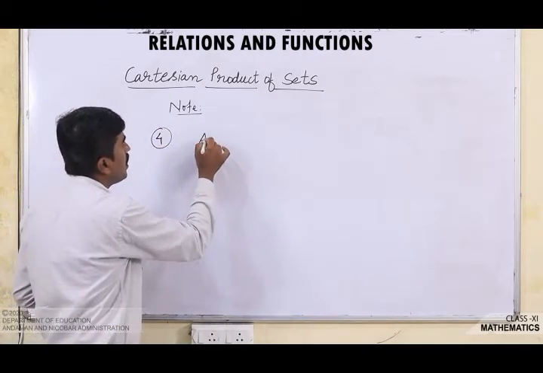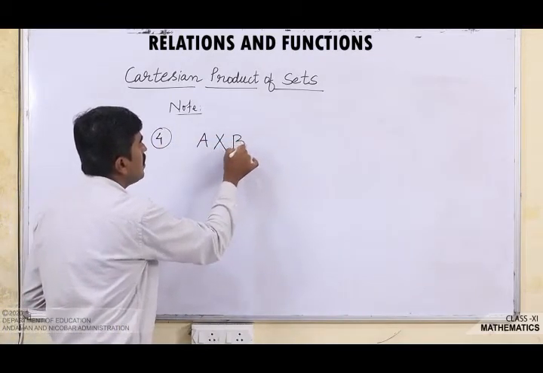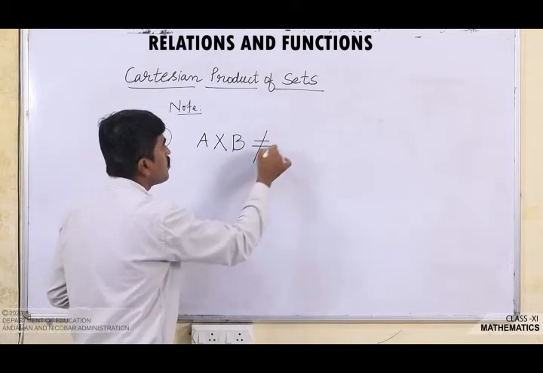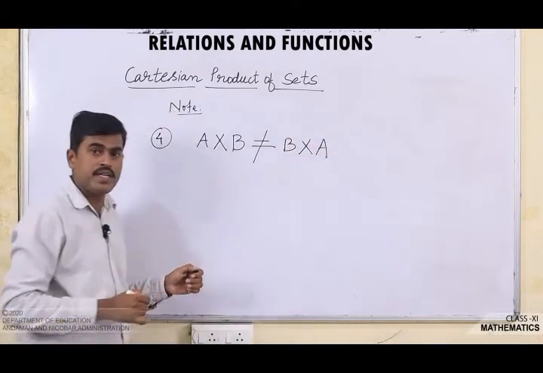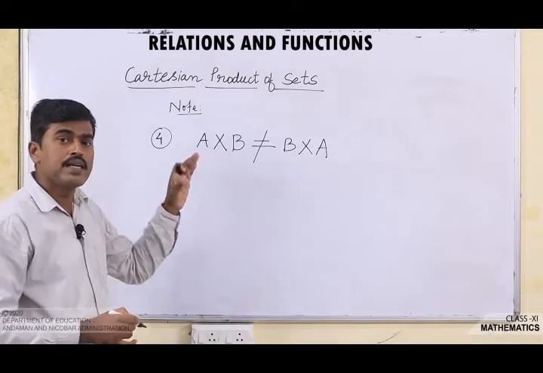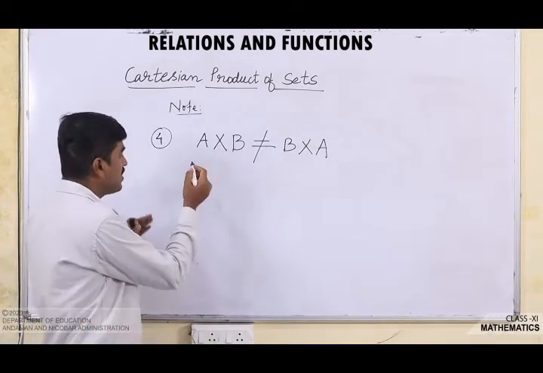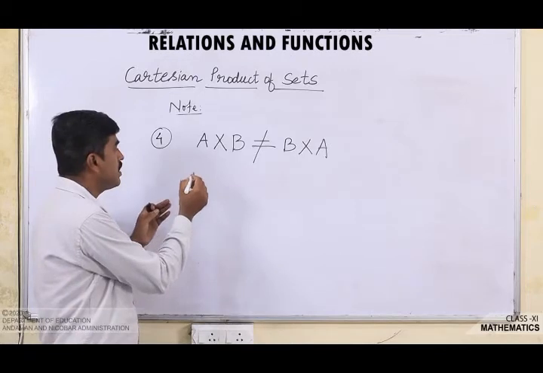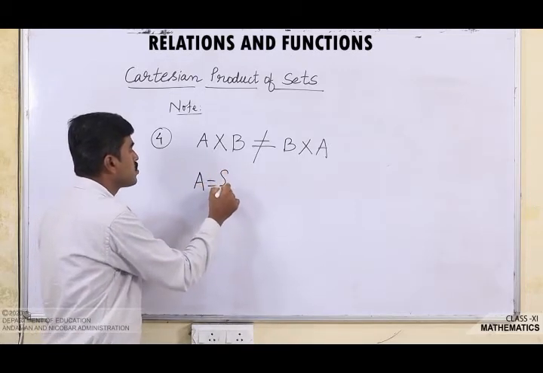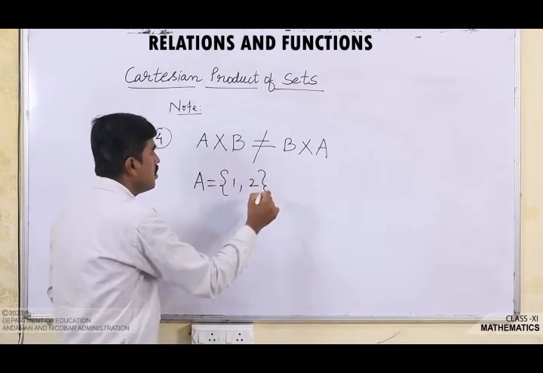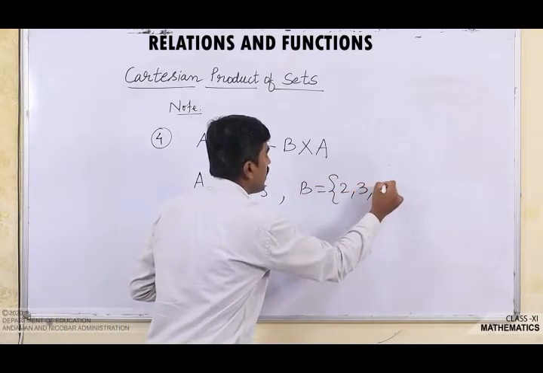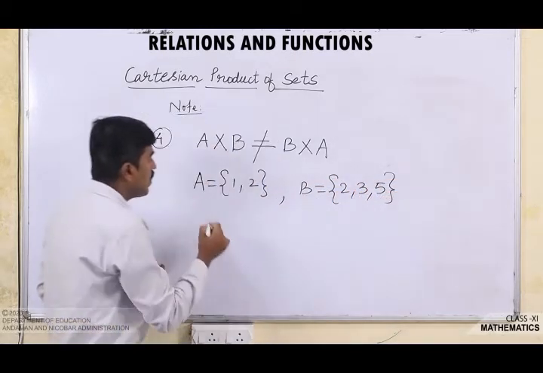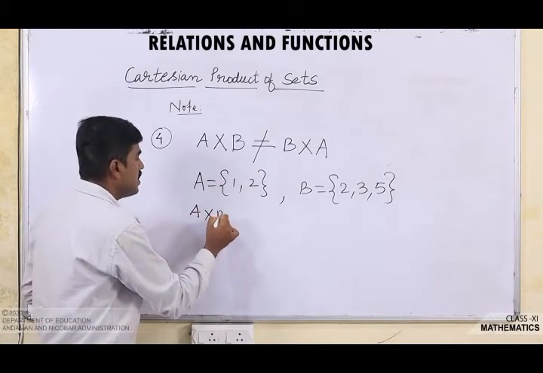If A and B are two non-empty sets, then A cross B is generally not equal to B cross A. That means the Cartesian product of two sets is not commutative. Okay. So let us try to understand this property using one example. If A is equal to {1, 2} and B is equal to {2, 3, 5}, then what is A cross B?